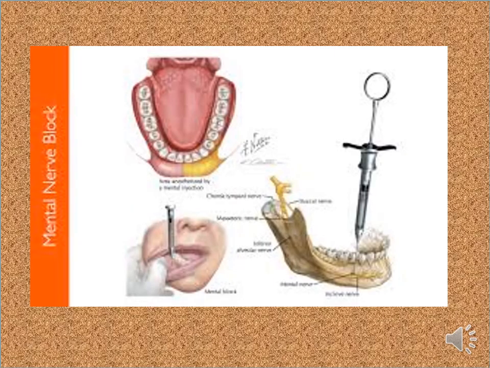After reflection of the lip and cheek, we insert at 30 degrees to the long axis of the first and second premolar and insert in the deep vestibule more deeply until we reach the mental foramen. If the needle is within the mental foramen, we can anesthetize not only the mental nerve but also the incisive nerve, which is the end branch of the inferior alveolar nerve of the mandibular division of the trigeminal nerve.